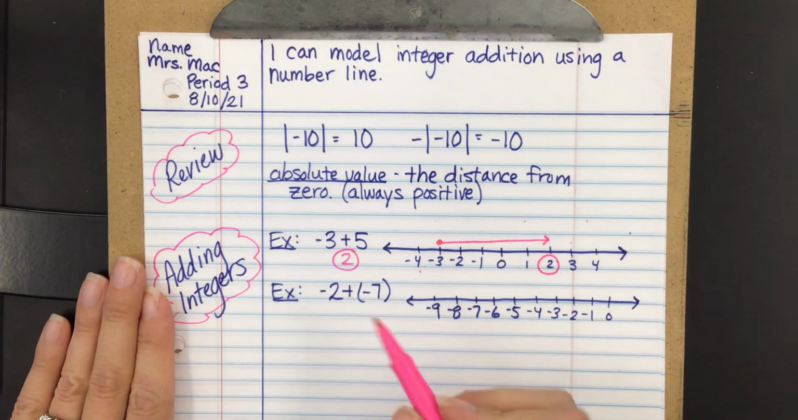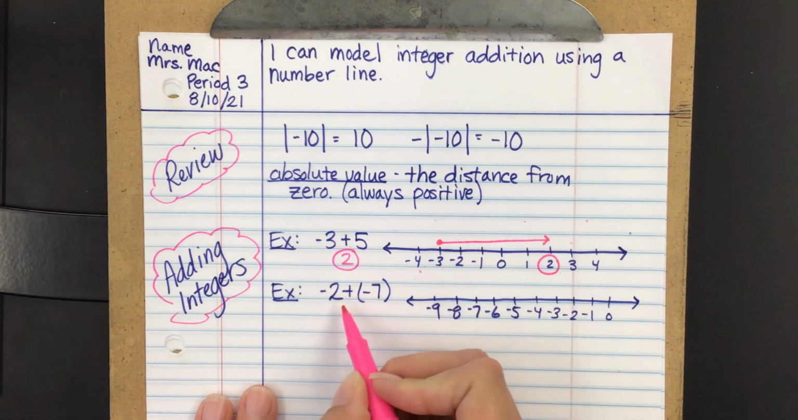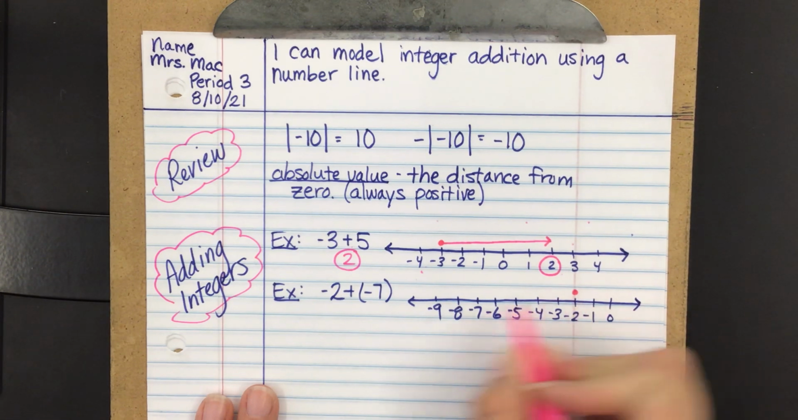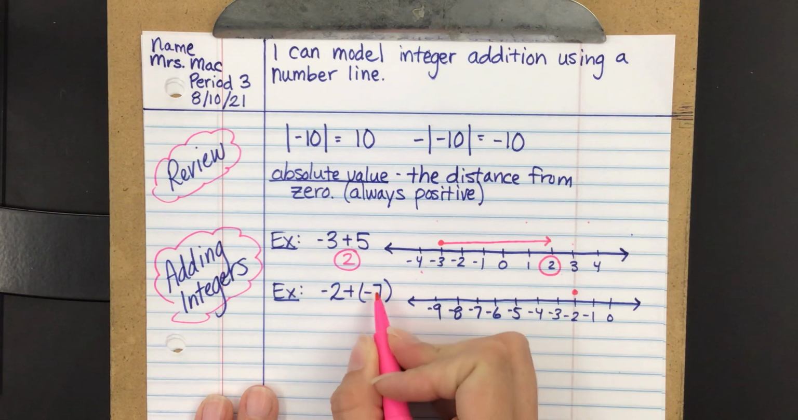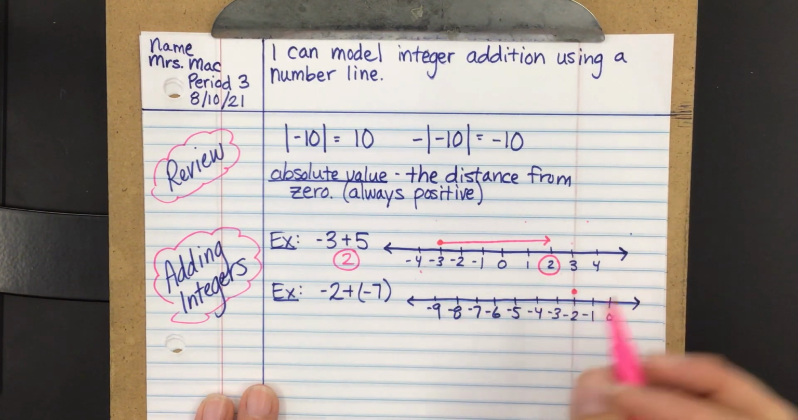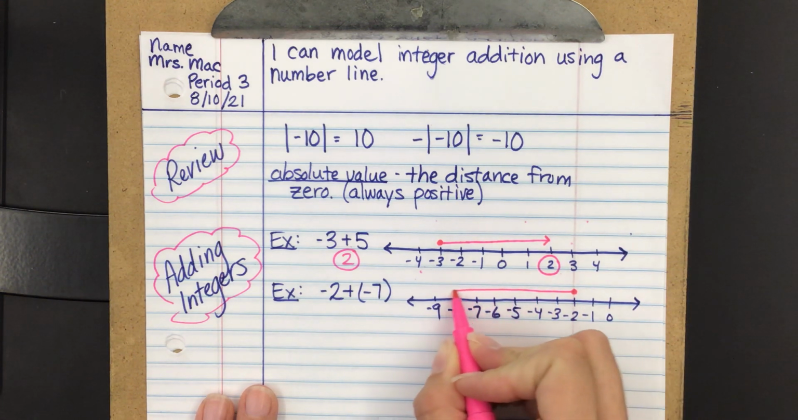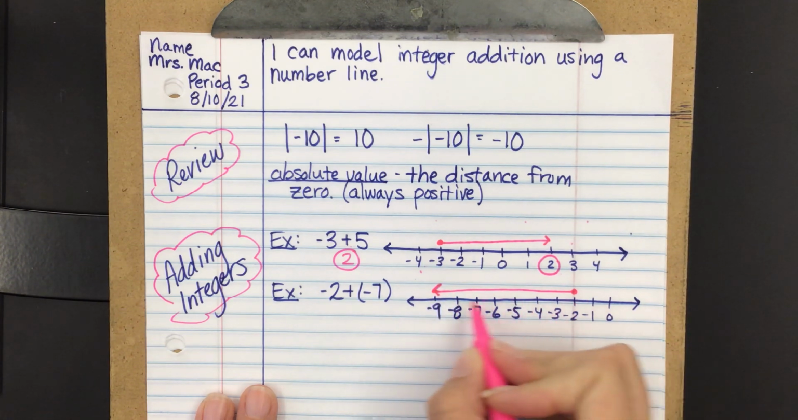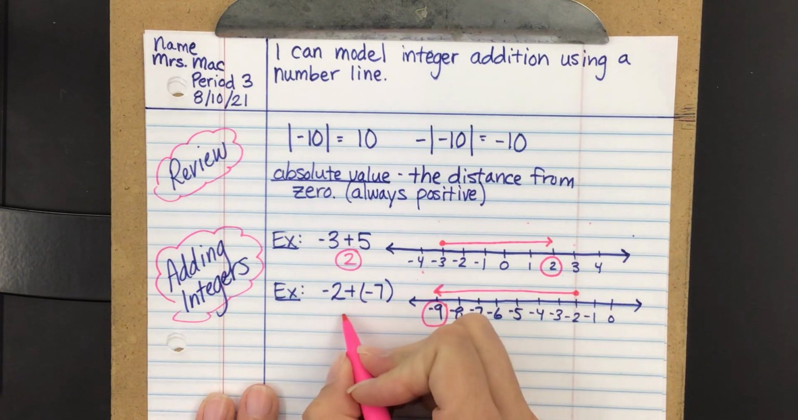All right. So just like our first one, we'll start at that first number, -2. And this time we're adding a -7. Since that number is negative, we are going to go in the negative direction 7 spaces. So I'm going to shoot it on down here. Okay, and when I go -7 spaces, I land at -9.